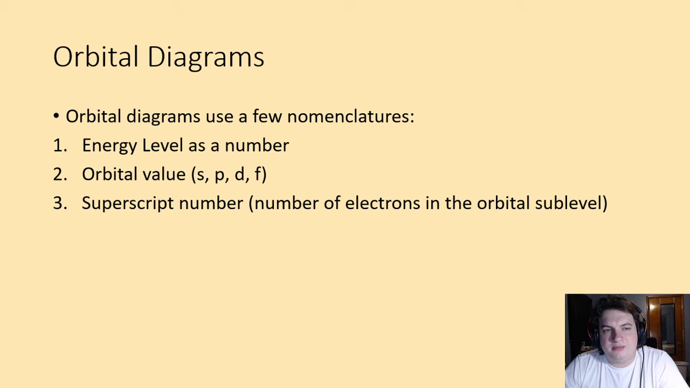For my orbital diagrams, we're going to use a couple of different nomenclatures. Our first is an energy level as a number. My second one is going to be an orbital value, which is going to be S, P, D, or F. And my third is going to be a superscript number. That superscript number tells me how many electrons are in that orbital sublevel. So we're going to look at examples.